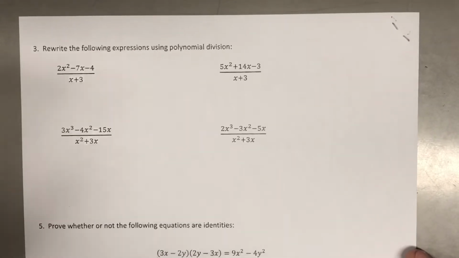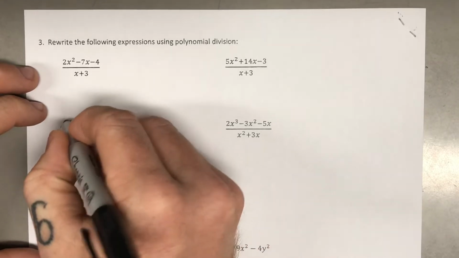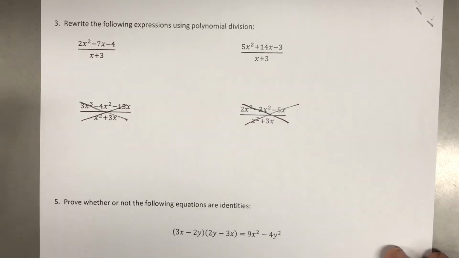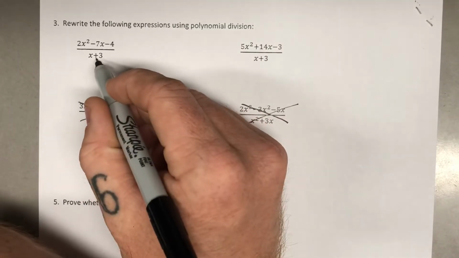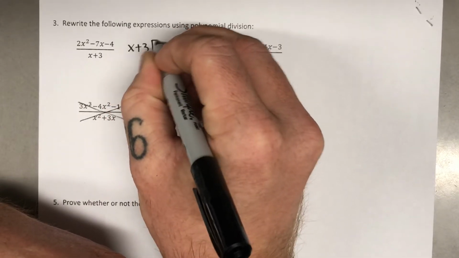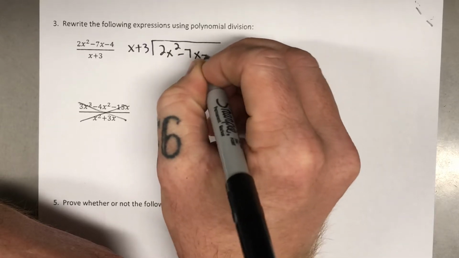For number 3, I'm only going to do one of them because I only have enough space for one of them. I'm going to tell you right now not to worry about this one and this one all that much. If you did it, great, but don't worry about it too much. We're going to look specifically at this one. So we have x plus 3 divided by 2x squared minus 7x minus 4.